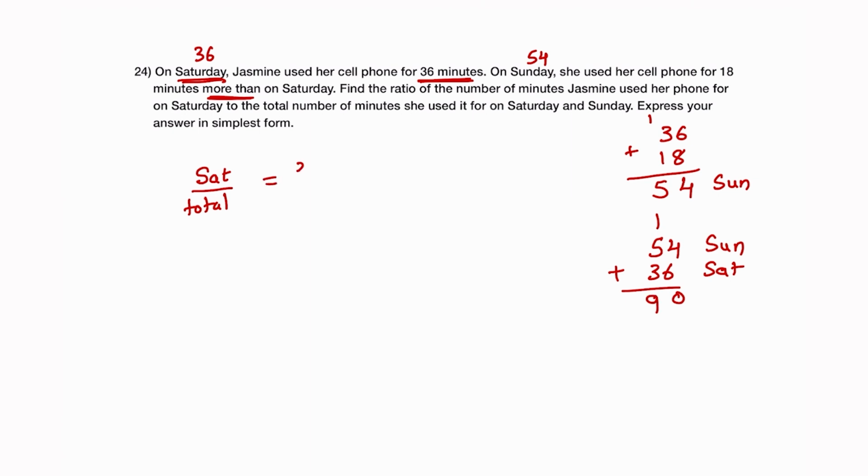On Saturday we have 36 and total is 90. Can we simplify this? Yes, we can. This is basically 18 times 2 and that's 18 times 5. 18, 18 out. This means this is 2 over 5. Simple. Let's go to the next.